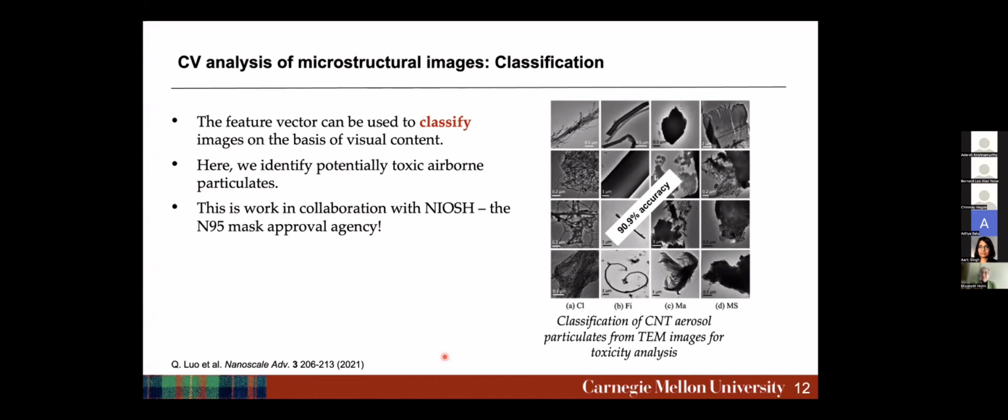And NIOSH, the same organization that certifies our N95 masks, well, they're the government organization that cares about airborne particulates, including viruses. And we worked with them on this classification problem. They collect thousands of these images, and until we made a classifier for them, a human had to go through each one and classify it according to its toxicity. And I will say we didn't achieve the highest degrees of classification accuracy, about 91%, but that was more than sufficient to truly speed up the process that NIOSH needed to go through. So this was a benefit of, again, a simple computer vision task.